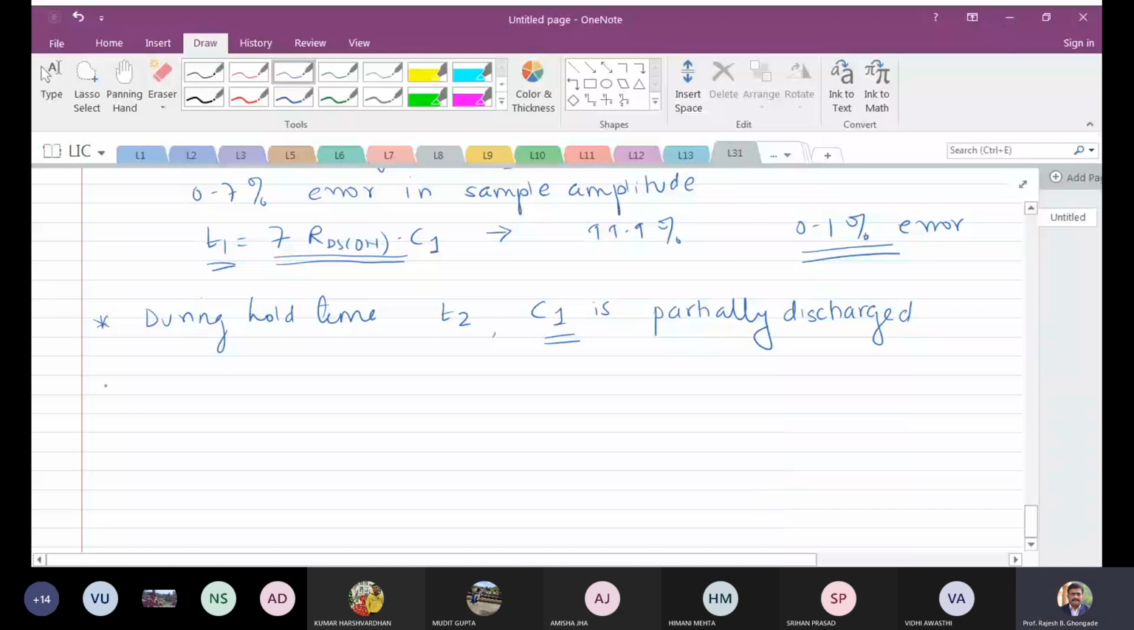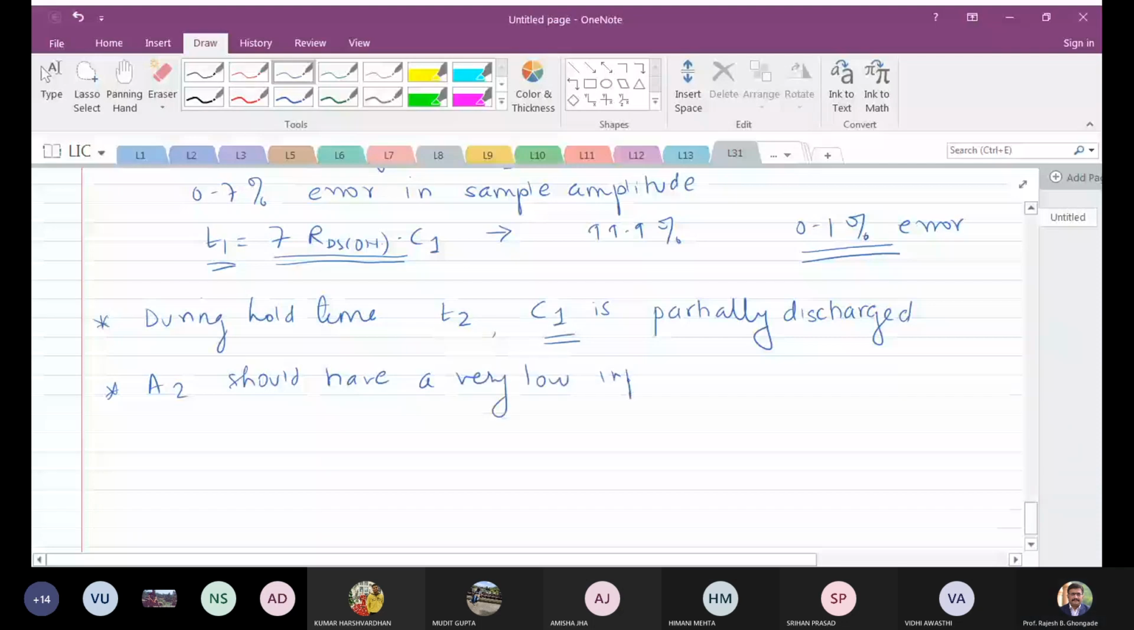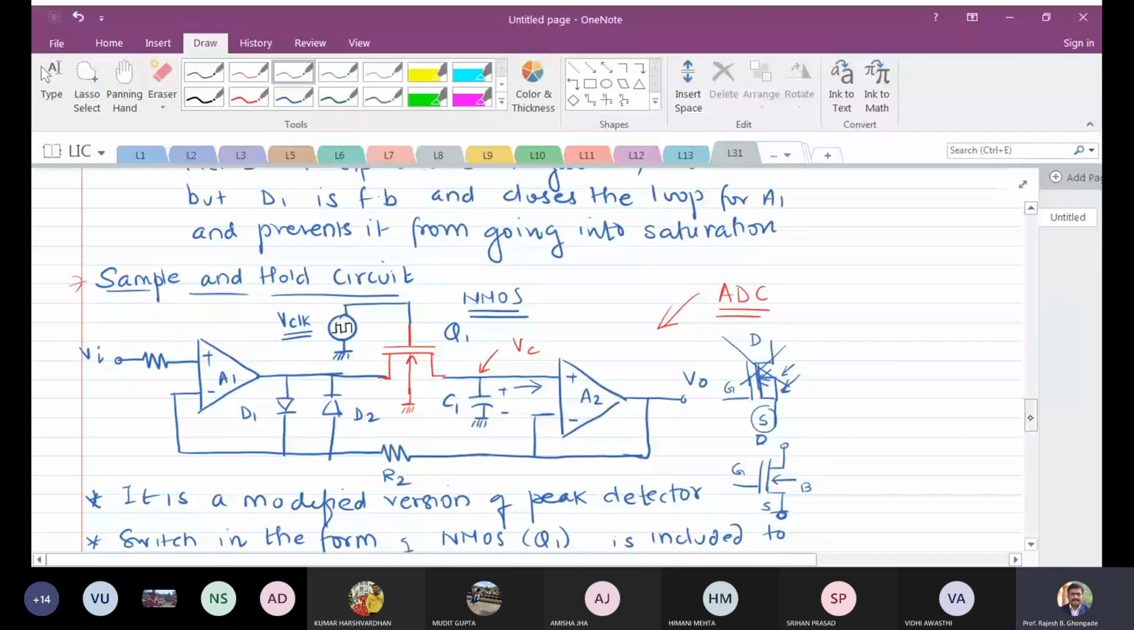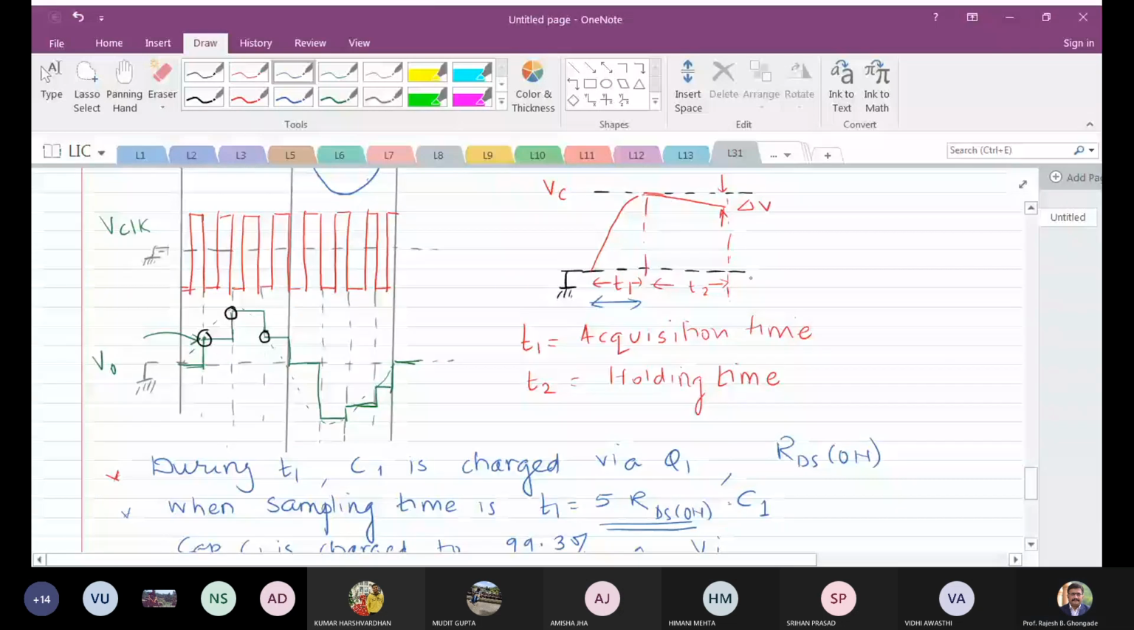A2 should have a very low input bias current. Remember, the C1 is connected to A2. So this bias current should be very, very small, so that the voltage across the capacitor will not discharge much. So this delta V will be small. If this delta V is small, naturally I can say that the error in sampling is also small.